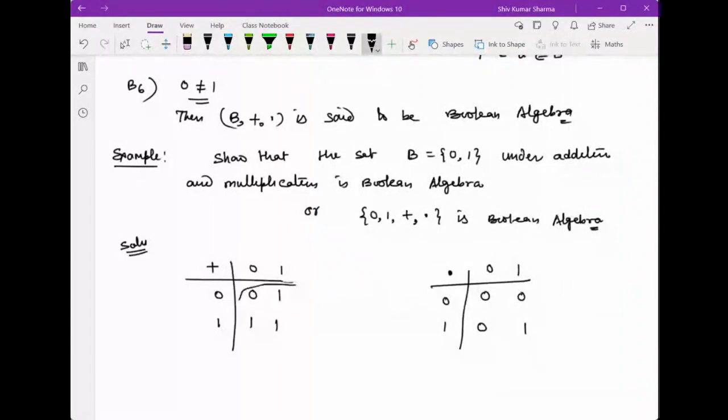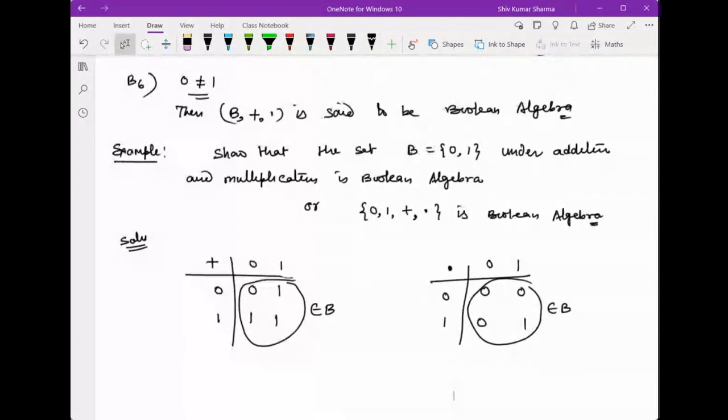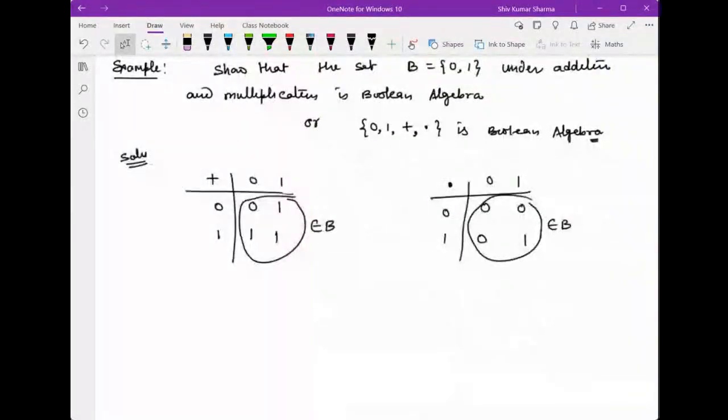So we see that all the elements of this table belong to B, and all the elements of this table also belong to B. So that means when we perform the operations addition and multiplication, the elements of both tables belong to B, only getting 0 and 1. So property B1 is easily satisfied.